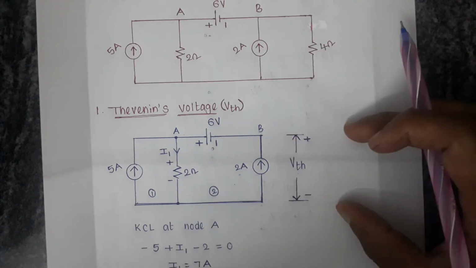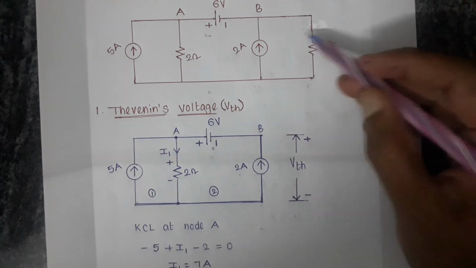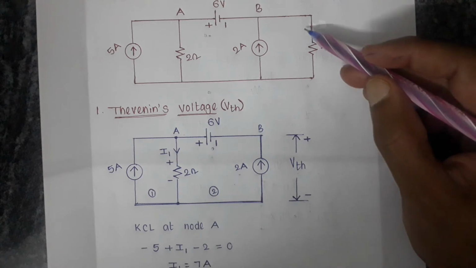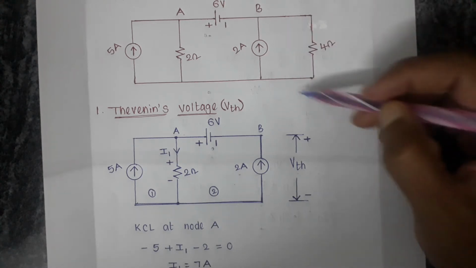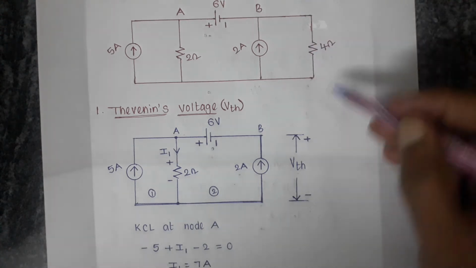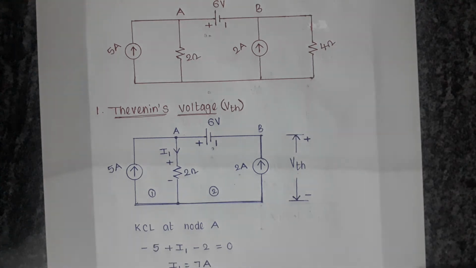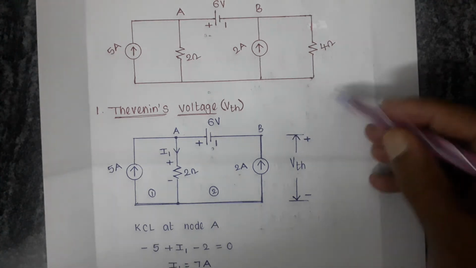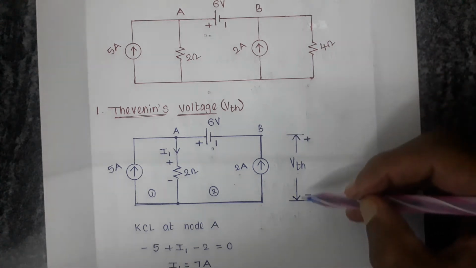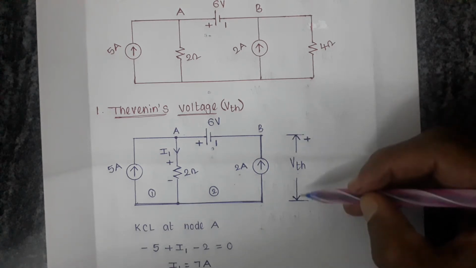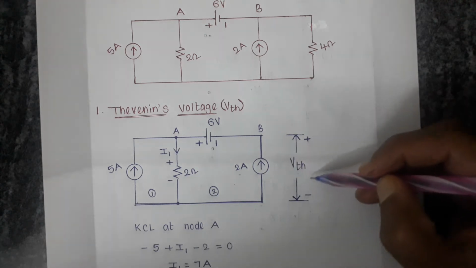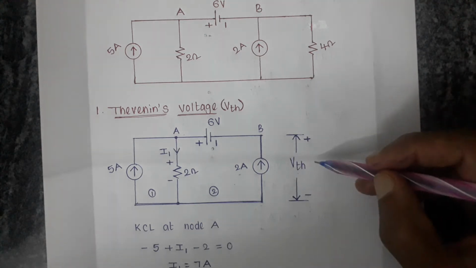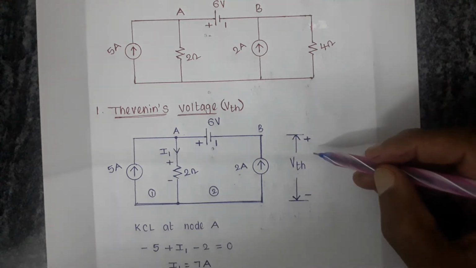So now there is no 4 ohm resistor, so it is an open circuit. If it is an open circuit, there is no current in this circuit. So the circuit becomes like this. Now after removing the 4 ohm resistor, we have to find the voltage in between these two nodes, which is called Thevenin's voltage.